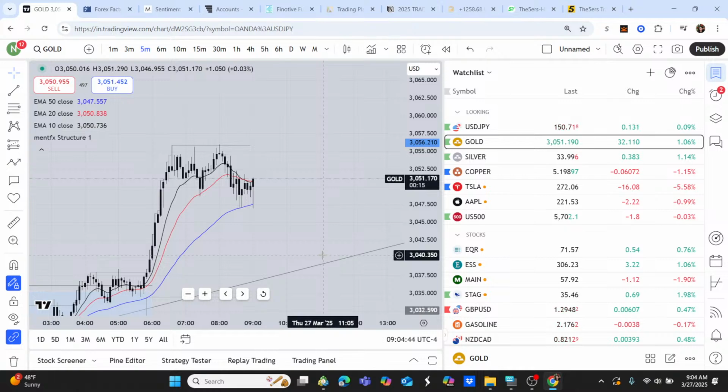Yeah, my phone's not charging. Yeah, I'm going to be eyeing gold.